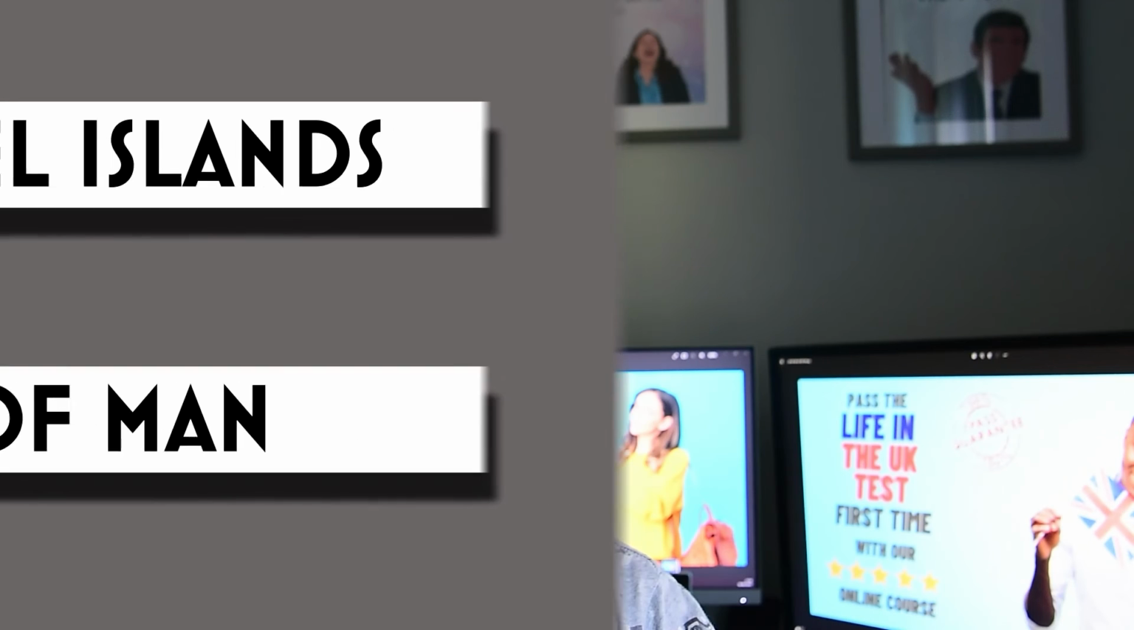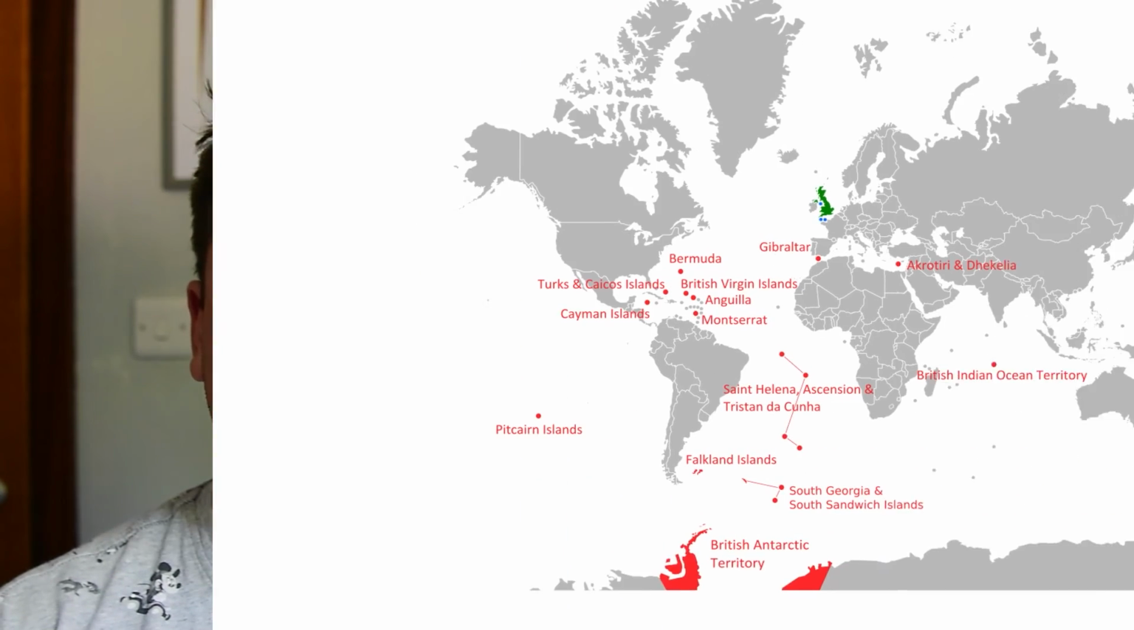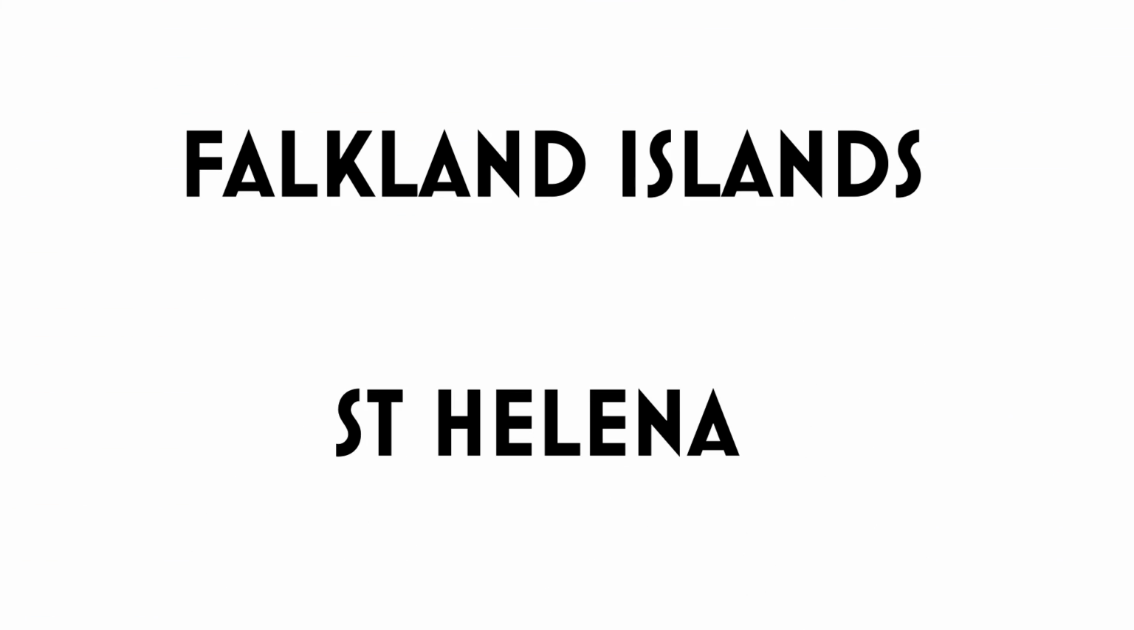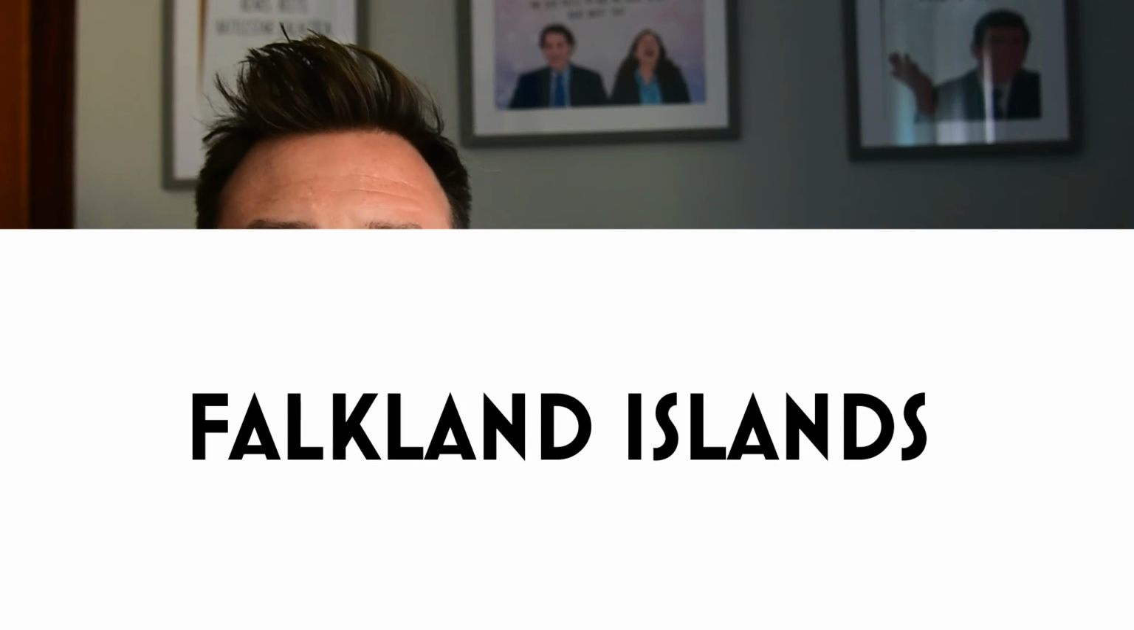Let's not get them confused with the British Overseas Territories. Now they are also closely linked but not part of the UK. And the British Overseas Territories we are looking at are the Falkland Islands and St. Helena. So we need to remember that the Channel Islands and the Isle of Man are Crown dependencies, and we need to remember that St. Helena and Falkland Islands are British Overseas Territories, and we need to remember that both of those sets of islands and countries are closely linked to the UK, but not part of it.